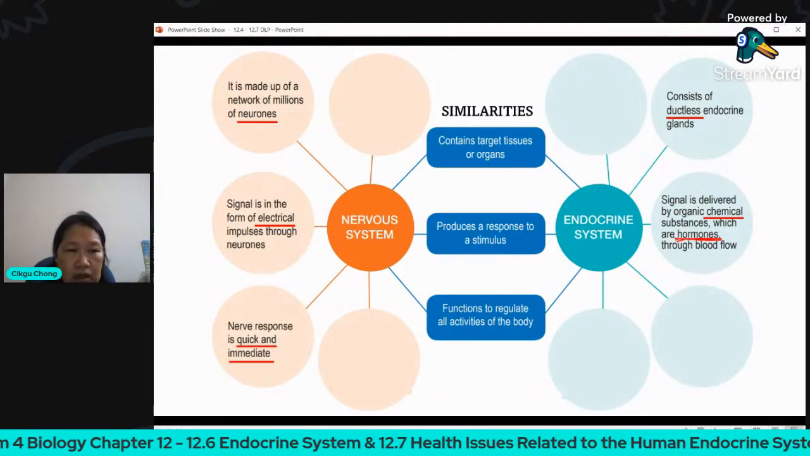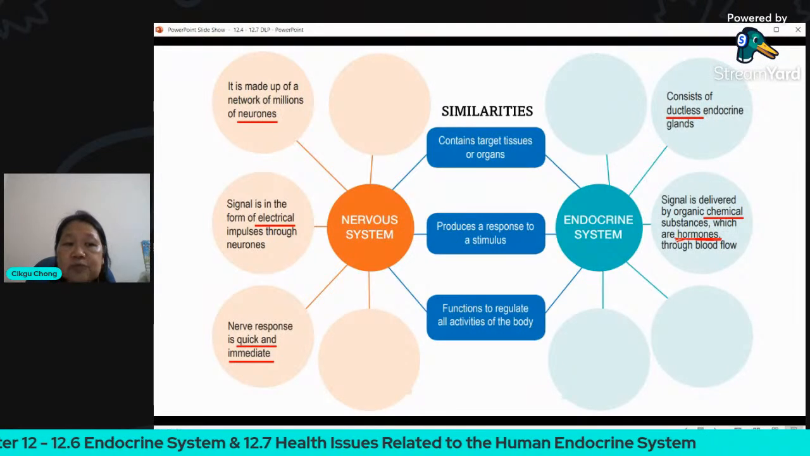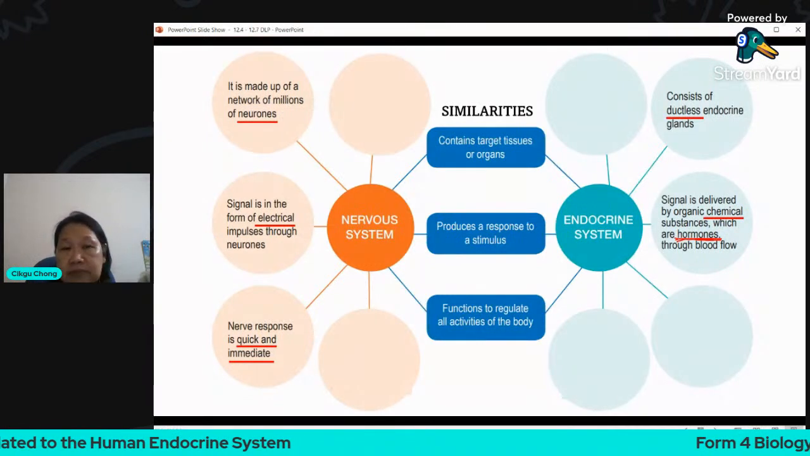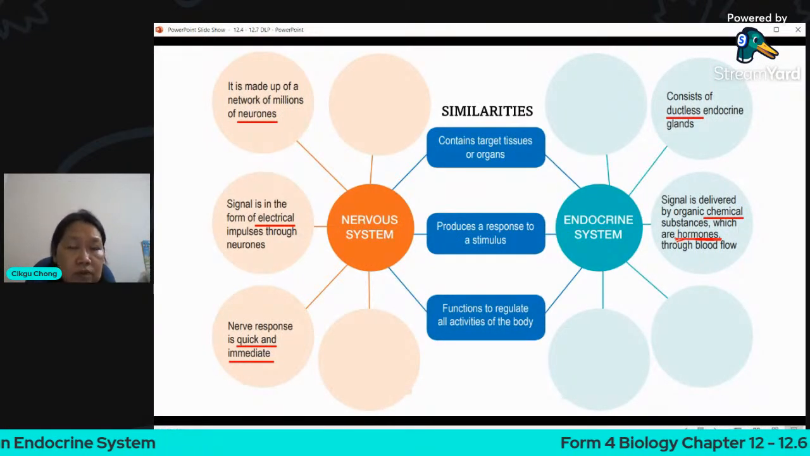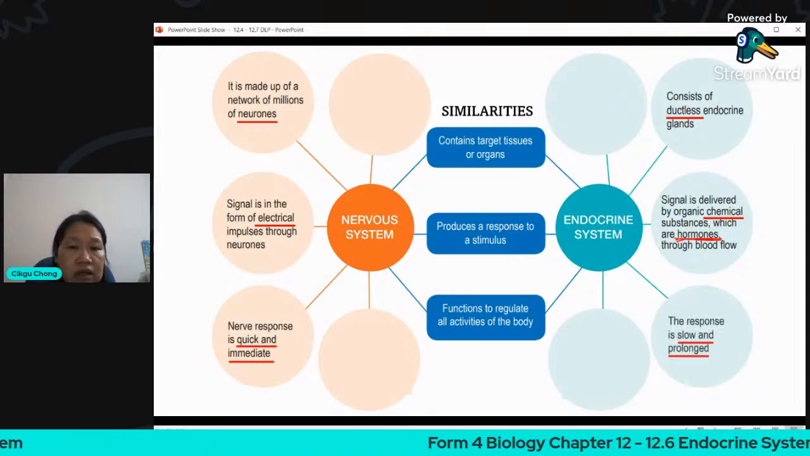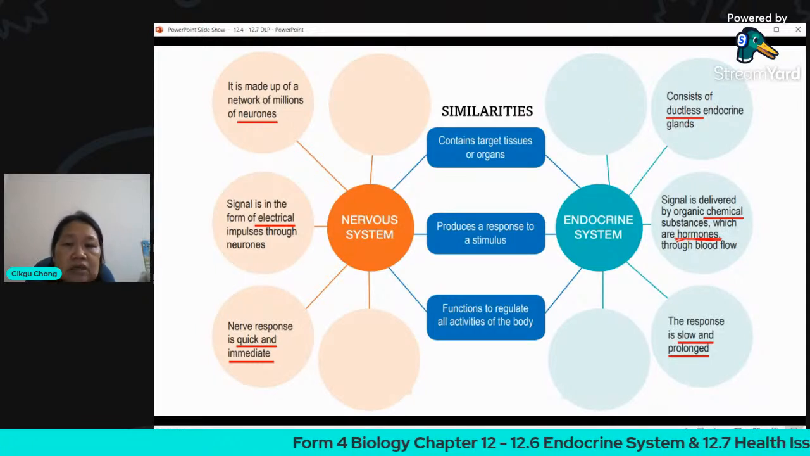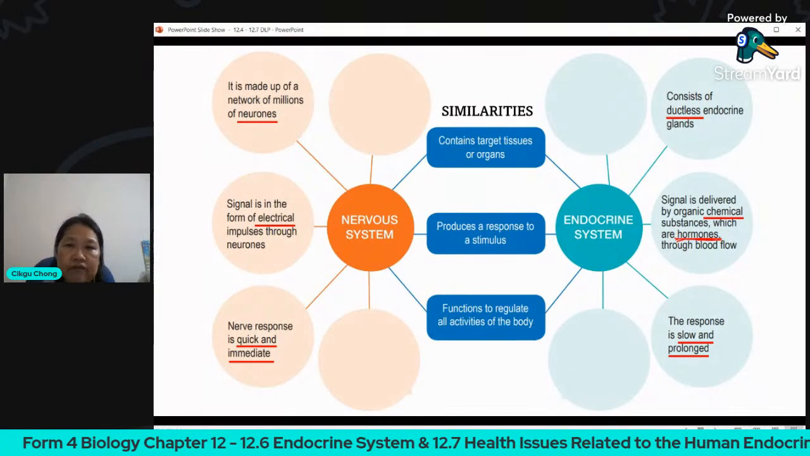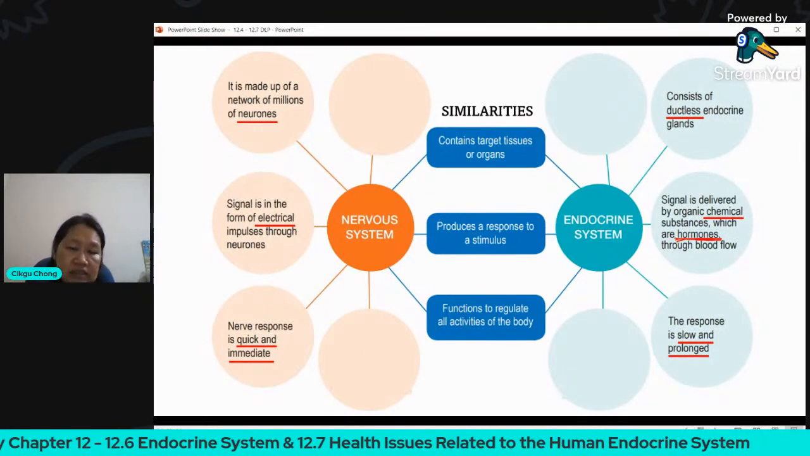Next one, comparing the response, whether quick or slow. For the nervous system, it is immediate. You get an immediate response. Example, you touch something hot, immediately your hand will be withdrawn. Then for the endocrine system, most of them are slow and prolonged, with the exception of adrenaline. Adrenaline, that one is fast.